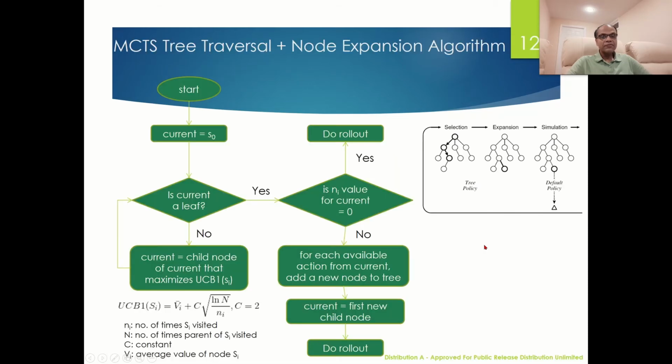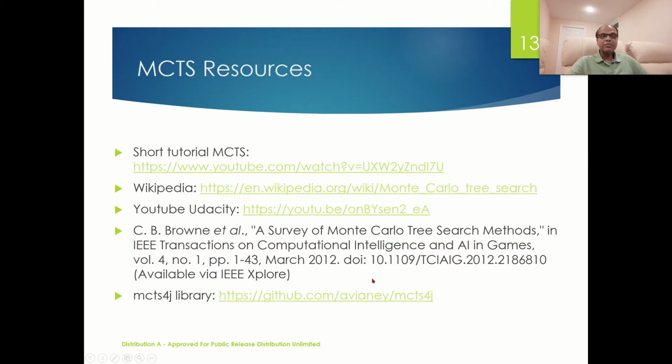So this is the flowchart of how the Monte Carlo tree search algorithm works. As I understand, you have looked at Monte Carlo tree search before, you have worked with it, so I will not go into the details of this. So this was a quick overview of Monte Carlo tree search. There are many resources available on the internet. I've given some of them there.